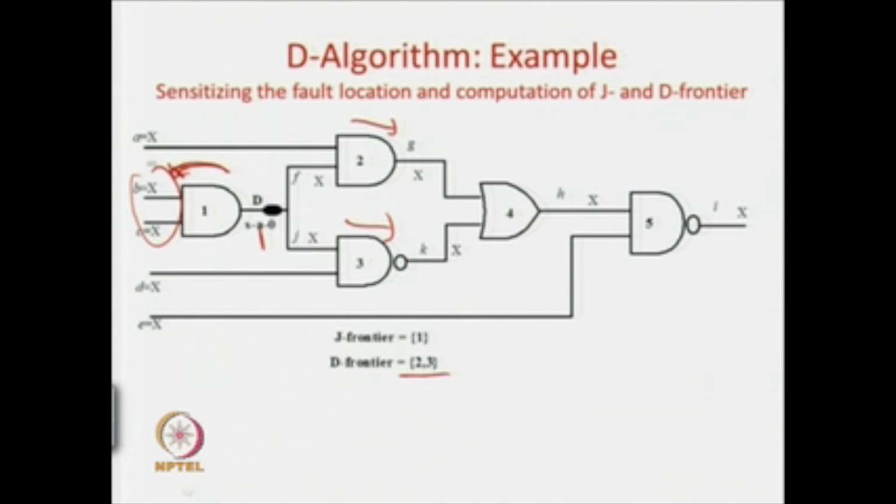Now what happens? This gate's output is 1, as we know, to sensitize the fault, and both the inputs are X.